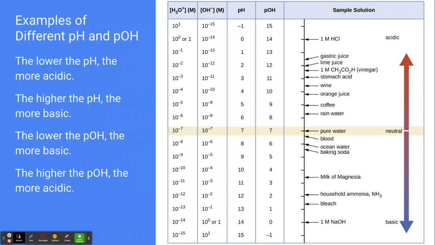Some other bases would be your blood is slightly basic. It's around a 7.4, I believe.